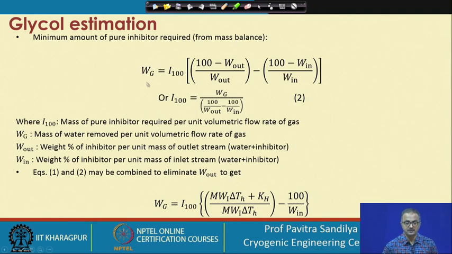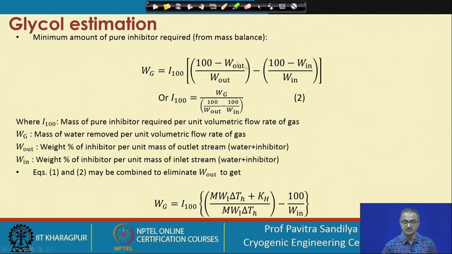Now in this particular equation we find out the minimum amount of pure inhibitor required, and this I100 represents the mass of the pure inhibitor required per unit volumetric flow rate of the gas, and Wg is the mass of water removed per unit volumetric flow rate of gas, and W out and W in are the weight percentage of the inhibitor per unit mass of outlet and inlet stream respectively. In this we consider the outlet stream to be water and the inhibitor only, and inlet also water and inhibitor.